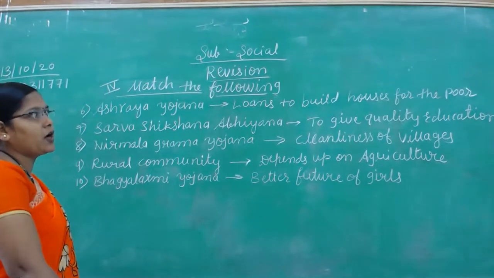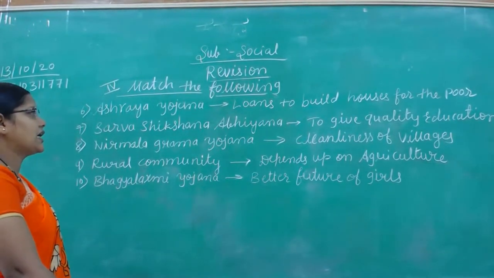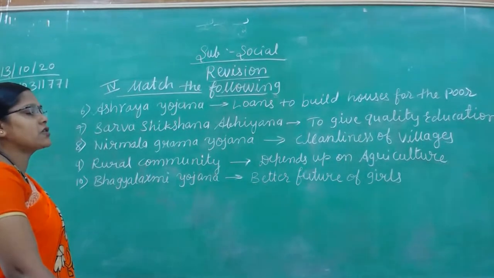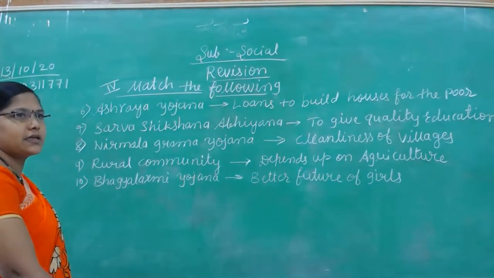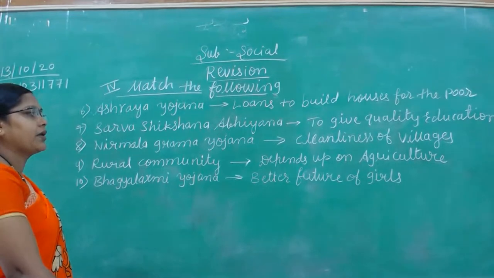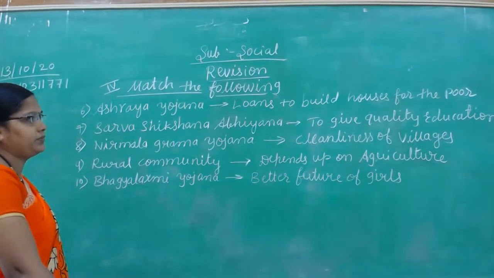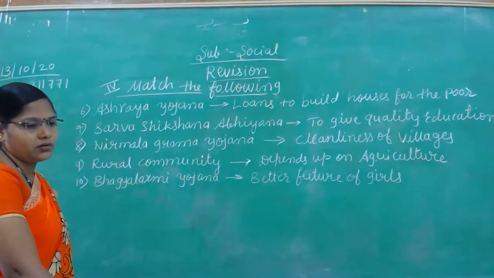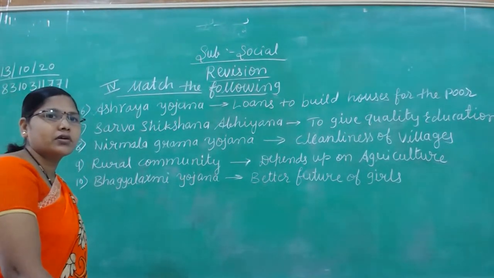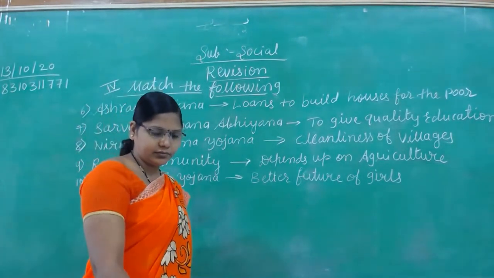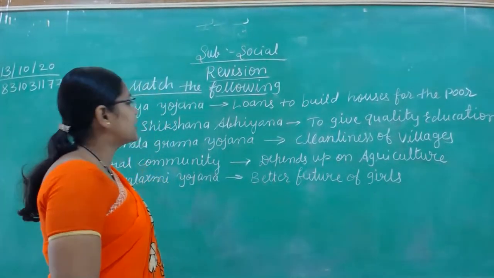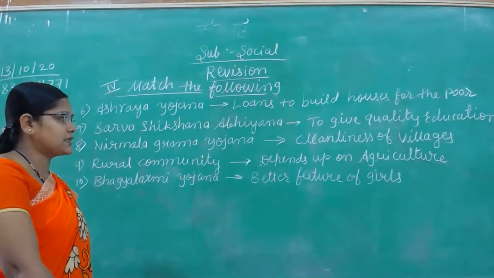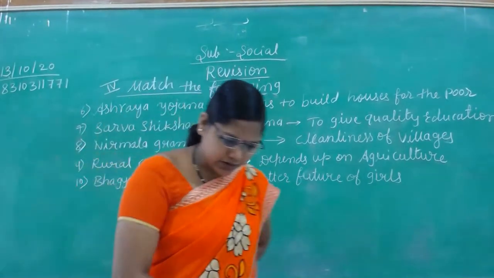Ashraya Yojana, loans to build houses for the poor. Sarva Shikshana Abhiyana, to give quality education. Nirmala Grama Yojana, cleanliness of villages. Rural community depends upon agriculture. Bhagyalakshmi Yojana, better future of girls. These are the match the following of community lessons. And next lessons, match the following we want to see.